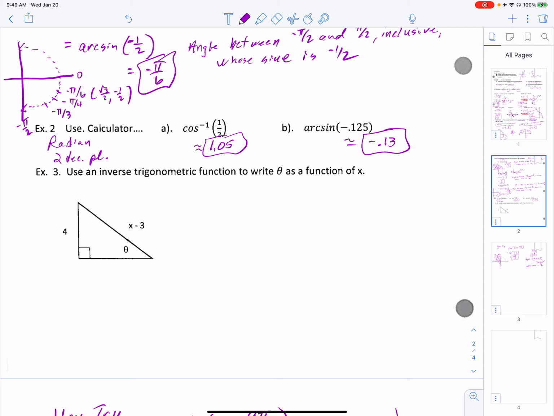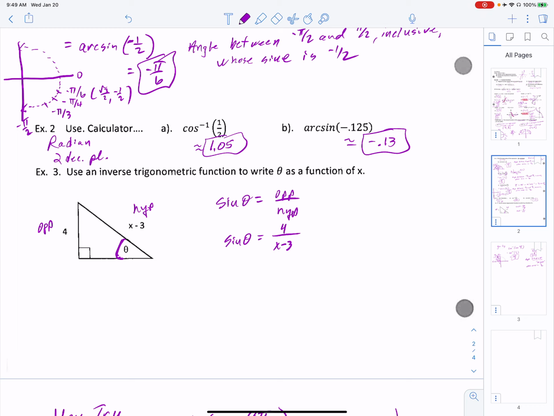Okay, so in example 3, use an inverse trig to write theta as a function of x. And so when I'm looking at this, I'm solving for the angle. This is a little more abstract because we have a variable. And so what I want to do is, with this being the angle that I'm referring to, this is the leg opposite, and this is the hypotenuse. And so I want to recognize, oh, what works with opposite and hypotenuse? Sine. So sine of theta is that opposite over hypotenuse. So that means sine of theta is going to be 4 over x minus 3.